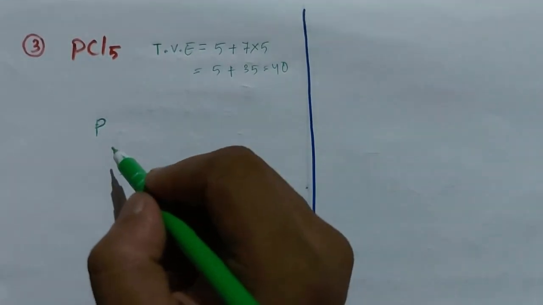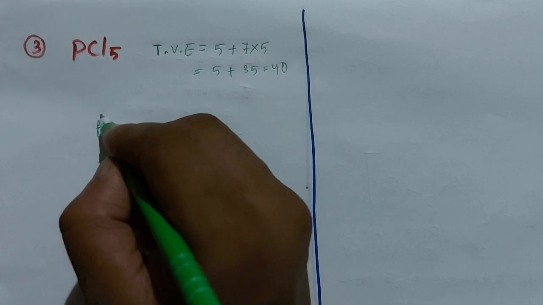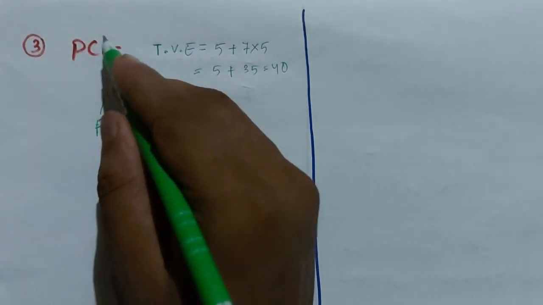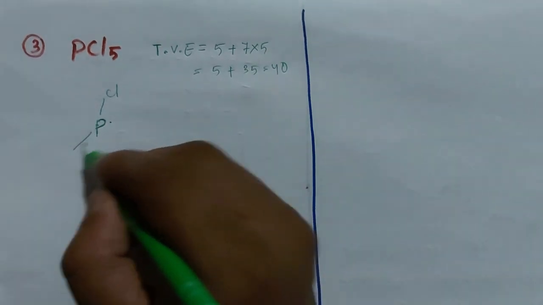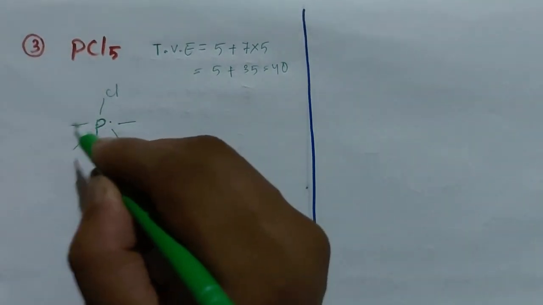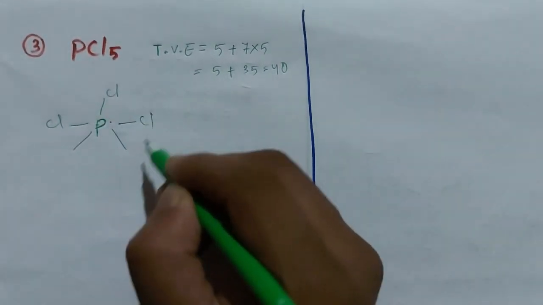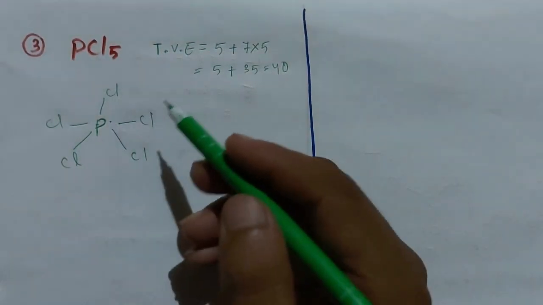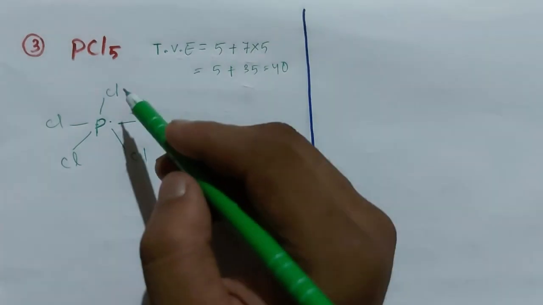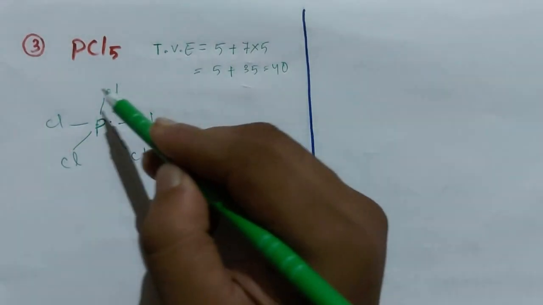Okay, now we will make single bonds with all the terminal atoms. How many terminal atoms are there? 5. So we will make 5 single bonds between the phosphorus and chlorine. Now we will fill the terminal atoms with the octet electron configuration.